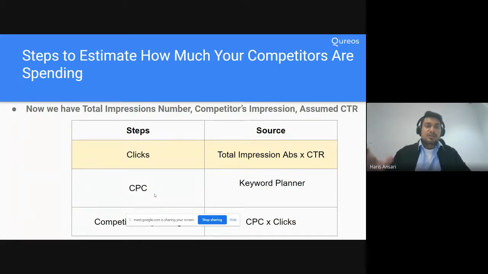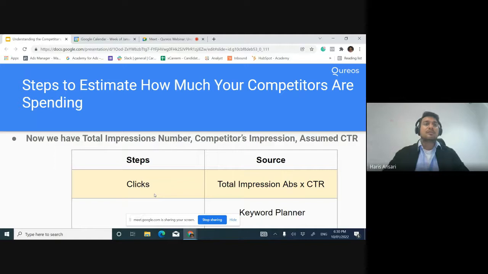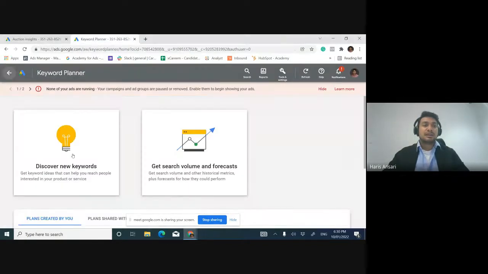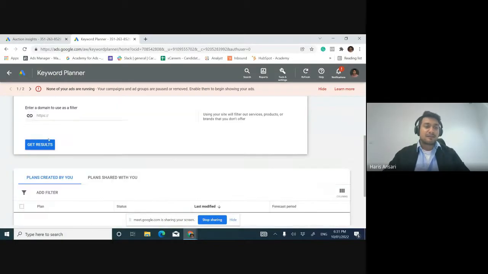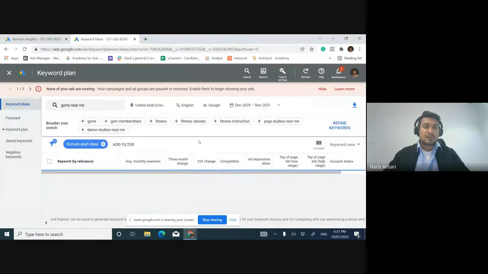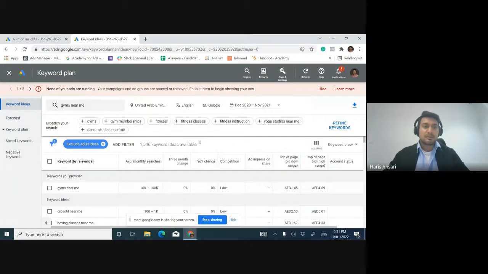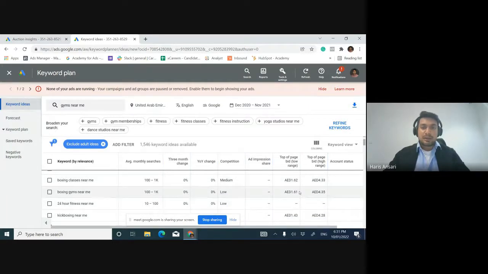Then comes the cost per click: how much our competitors would be paying to get one click. We can see that from the keyword planner. If we take the exact keywords we are running campaigns on, let's say gyms near me, I am using this query again and again, and we simply put the keywords from our ad group in the keyword planner, we can get the estimated top-of-page bid high range and low range from Google.